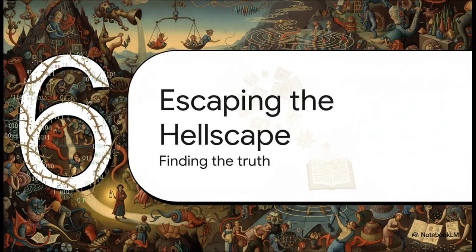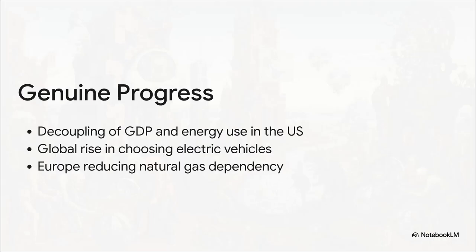Section 6. Escaping the data hellscape. Finding the truth. So, how do we actually find genuine hope rather than manufactured comfort? By looking at honest analysis and real data. We are seeing the decoupling of GDP and energy use in the US, meaning our economy grows, but we're using energy more efficiently. Globally, there is a massive rise in consumers choosing electric vehicles, and Europe is rapidly reducing its natural gas dependency. Real, untwisted data shows us that society is actively innovating.